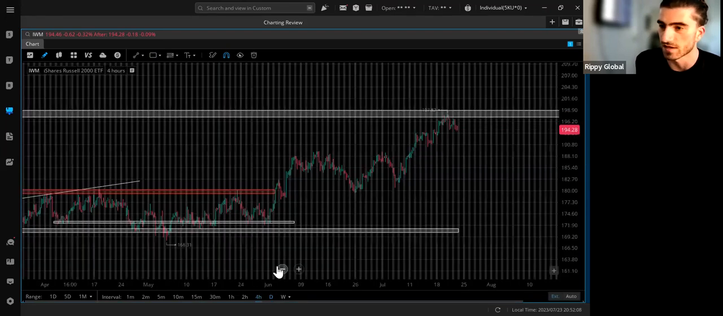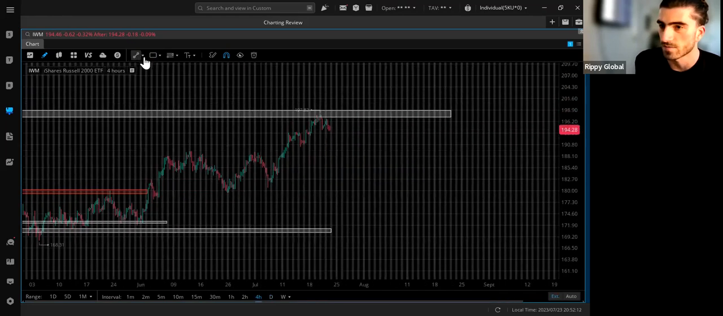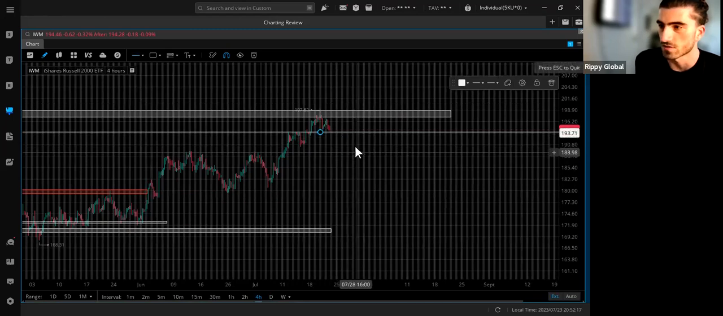So could this be like the third time's the charm type situation? If we do catch a pullback, we have a few levels to look at. Roughly around where we're holding now at almost 193.7, 194 a share.